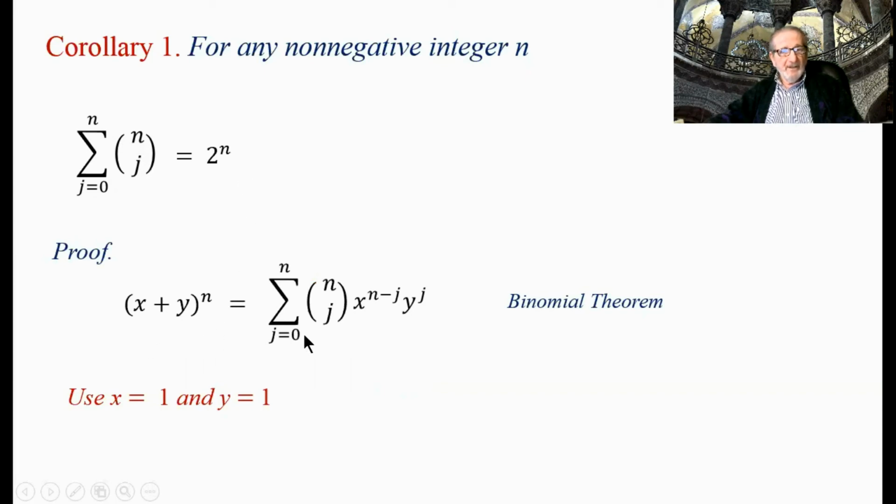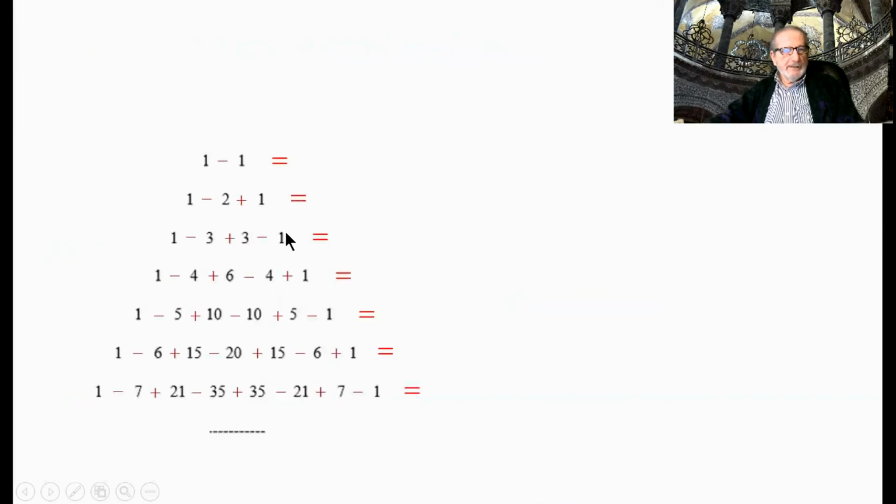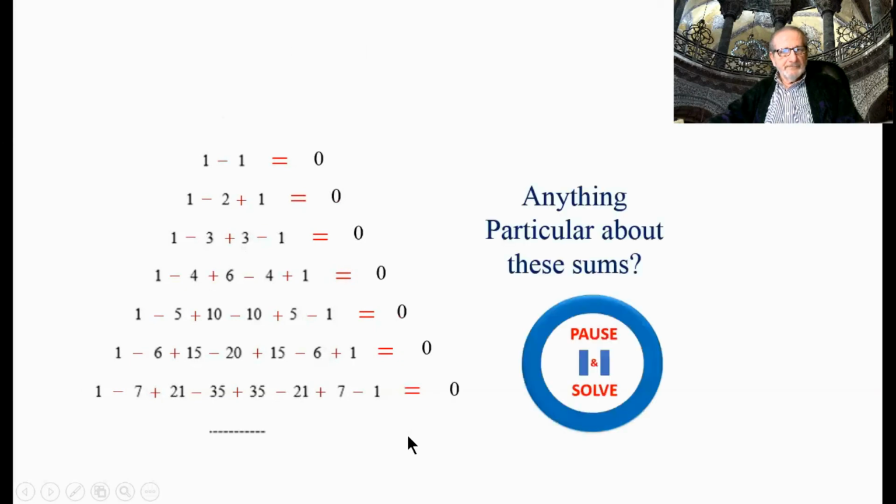Why? Take the binomial theorem and replace x by 1 and replace y by 1. So you get here 1, 1, that's done, and then 1 plus 1 is 2 to the power n. You get exactly this here. Very simple. Now, I'm going to do the alternating sums here. 1 minus 1 is 0. 1 minus 2 plus 1 is 0, 0, 0. So nothing really here to worry about. It's all 0. When you're adding those, you get 0.